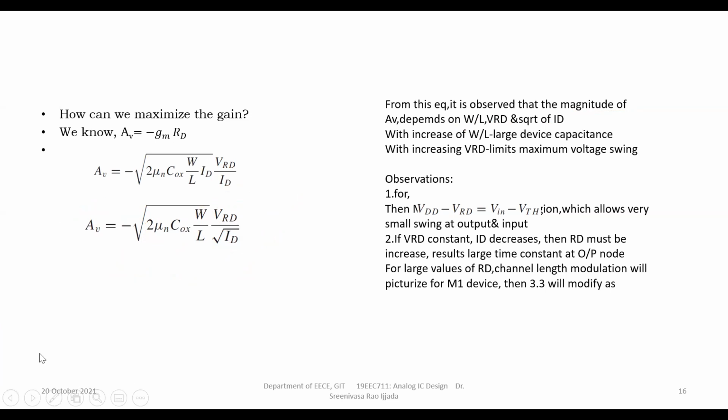So what happens if the W by L ratio increases? What is the meaning of W by L? The aspect ratio of the device increases. Whenever you have a large W by L ratio, you will get a large device capacitance. Don't worry, keep this one aside out of the three factors.